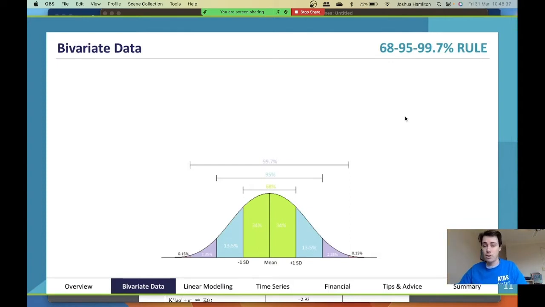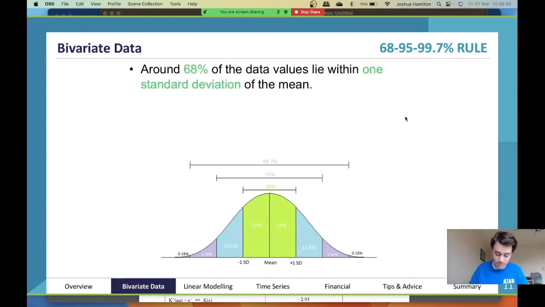But this diagram is a non-negotiable for my students, and I'm going to make it non-negotiable for all of you. It needs to be printed, cut out, and pasted into your book. Really, really important. So this is a non-negotiable.